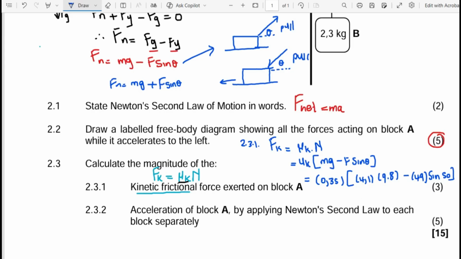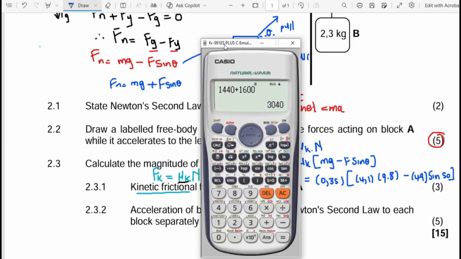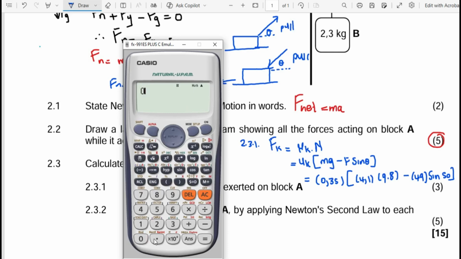I need you to put that on the calculator. Don't make any mistakes, okay? So we have 0.35. Now inside the bracket, we need to take the 4.1, multiply that by 9.8. Okay, let's put the 9.8 inside the bracket. Then, whatever answer that we get from those two, we need to subtract.